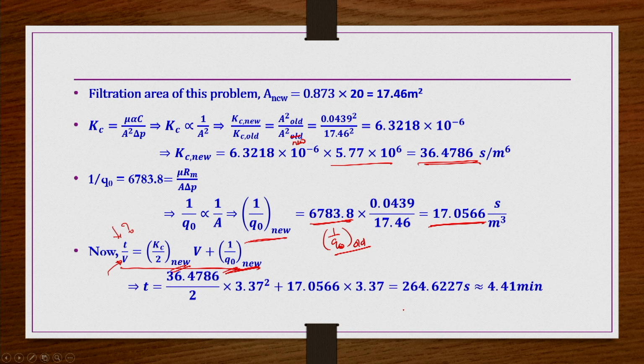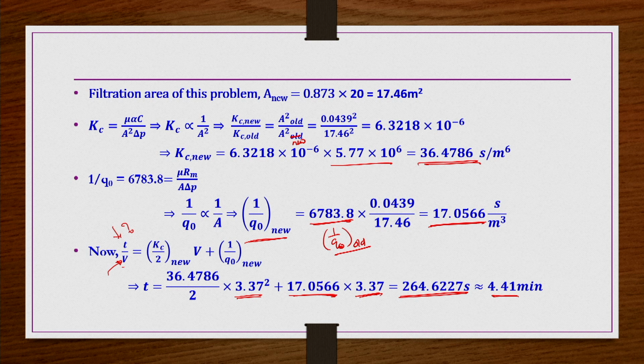So, T is equal to whatever this new Kc value is, 36.4786 by 2, and then V, 3.37 meter cube volume, if you wanted to collect. Whatever the left hand side V is, we are taking to the right hand side. So there will be V square for the first term, and the second term will be multiplied by V. So 1 by Q naught for the new case is 17.0566 multiplied by V, which is 3.37. That comes out to be 264.6 seconds, which is closely 4.41 minutes.